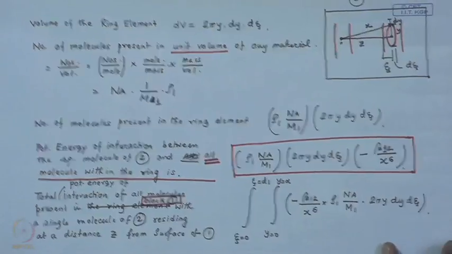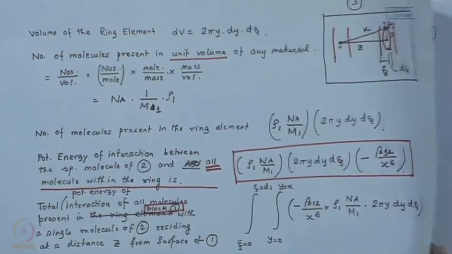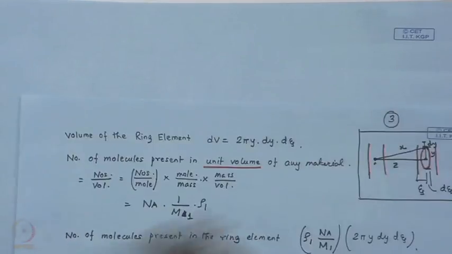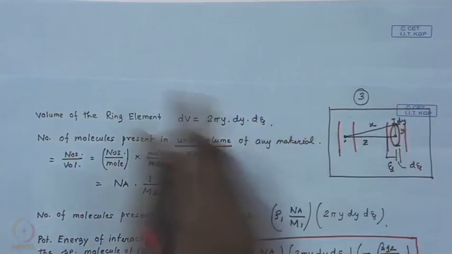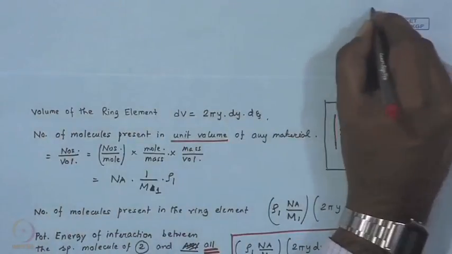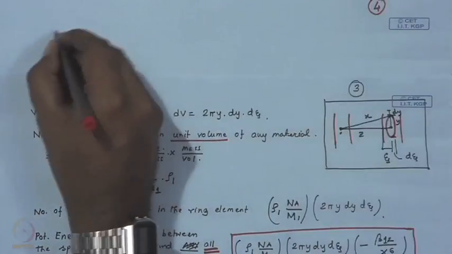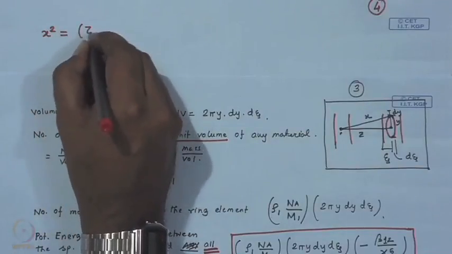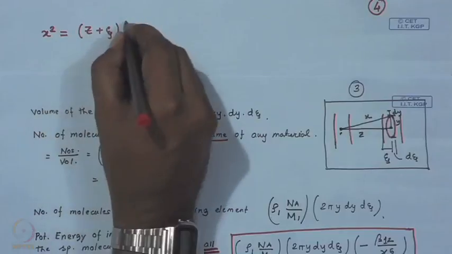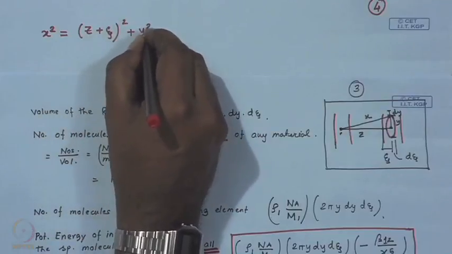So, we now have to perform this integral. What we have, looking again at the geometry, is that x square, from Pythagoras theorem, is z plus eta whole square plus y square.